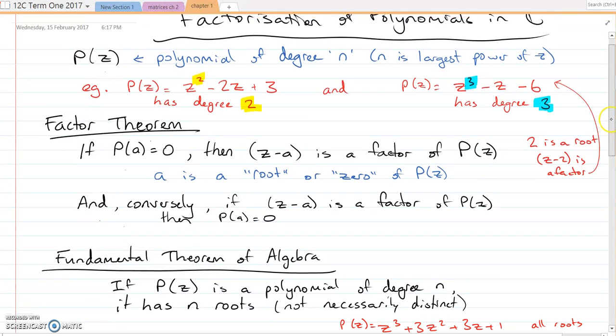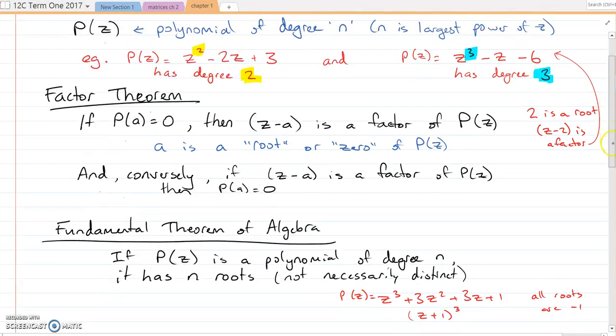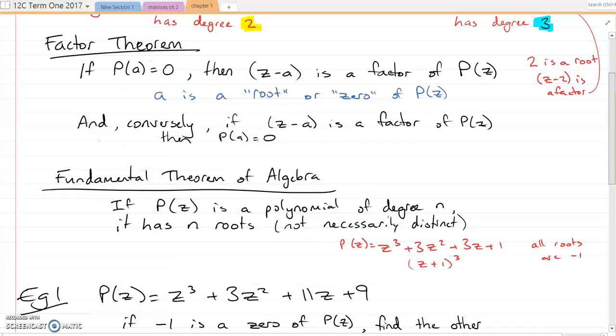And this is telling us also, in these examples here, this has degree 2, so this has 2 roots, and each time it has a root, that means it has a factor, z minus that root, so you can factorize this into 2 sets of brackets. Okay, you can factorize this one into 3 sets of brackets. Okay, it has 3 roots. We already know what one of them is, but it has 2 more. So let's have a look at an example.